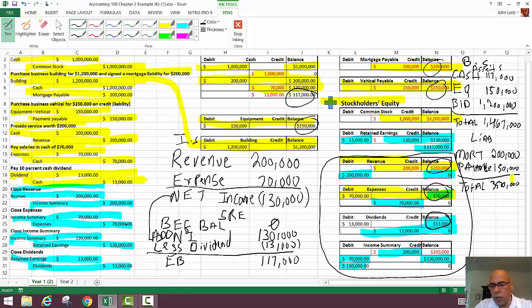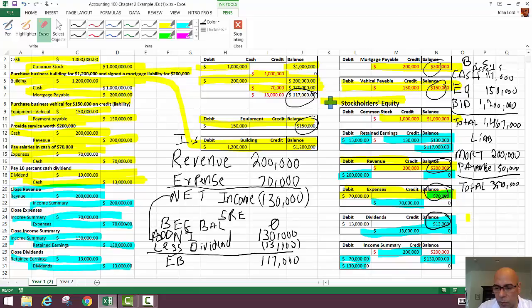Okay, good. Now I need my stockholders' equity. Let me get rid of that circle, it isn't helping us anymore, to give us a little more room for our stockholders' equity. We have common stock. Common stock is $1 million, just pulling it off the ledger. And we have our retained earnings, which is 117,000.